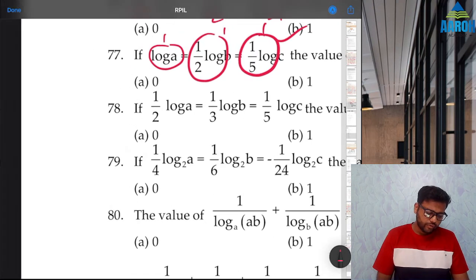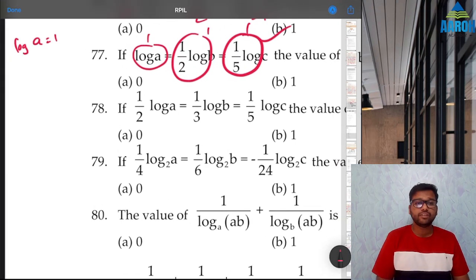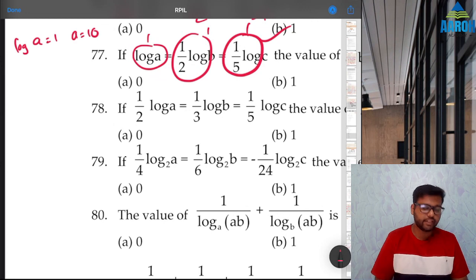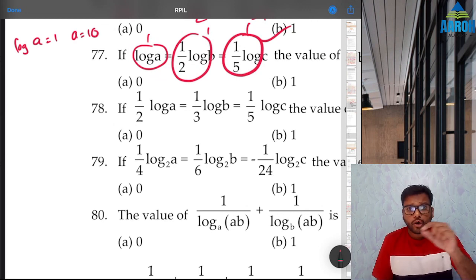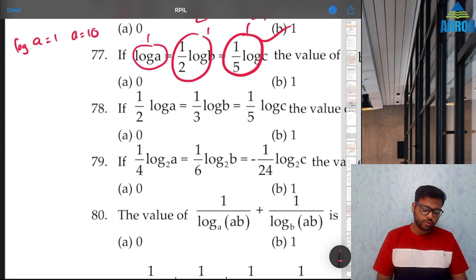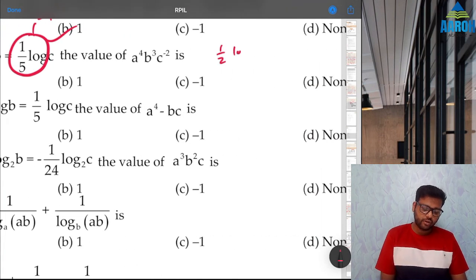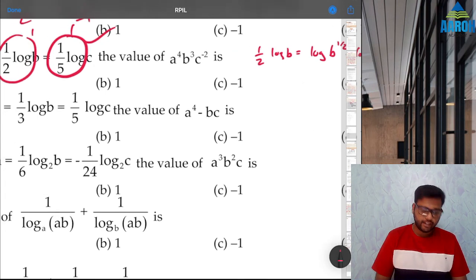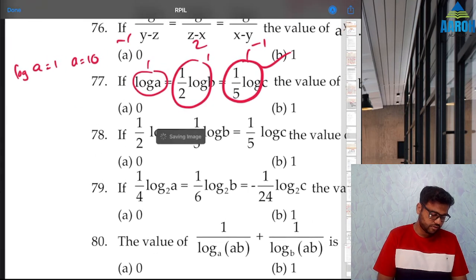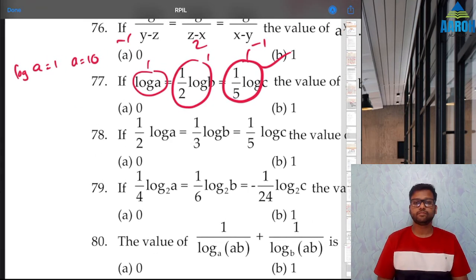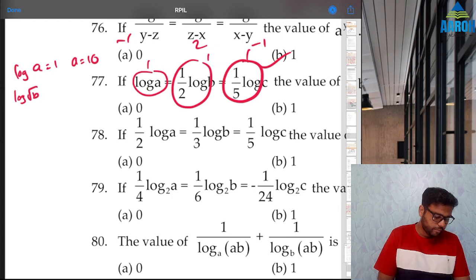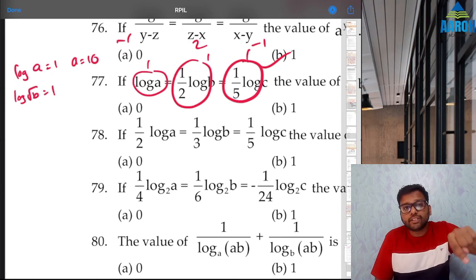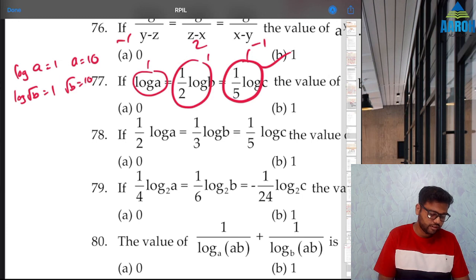Now we have log a is equal to 1. That means a must be 10, right? Because log of 10 is 1. Then we have half log b is equal to 1. If you know the basic rules of logarithm, half log b is nothing but log of b raised to half, which is log of root b. So log of root b is equal to 1. That means root b is equal to 10. That means b is equal to 10 square, which is 100.